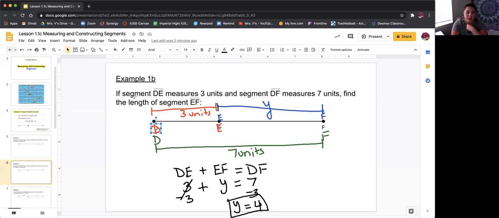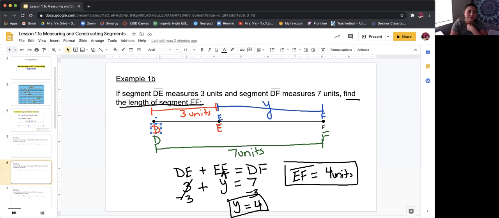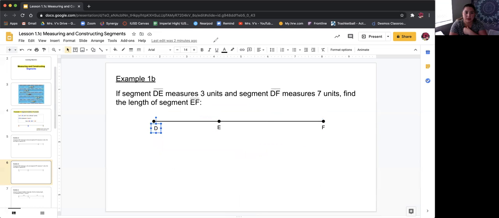We're not done yet. We have to answer what they are asking. It's asking us to find the length of segment EF, and EF is equal to Y. So we say EF is equal to 4 units. There we go. All right, so let's go on to the next example. You can pause this video if you need to go back and review this. I'm going to clear it now. Let's move on to the next example.